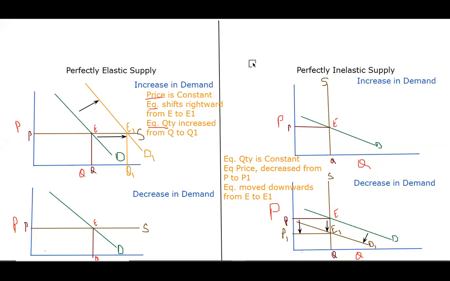Again, over here we have a few points. First of all, equilibrium quantity is constant. Can you see this? This Q is constant. Then equilibrium price has decreased from P to P1, and equilibrium has moved downwards from E to E1, right? If there is any problem, please ask me, guys. This is what we have done. I will be showing you this in the book as well.